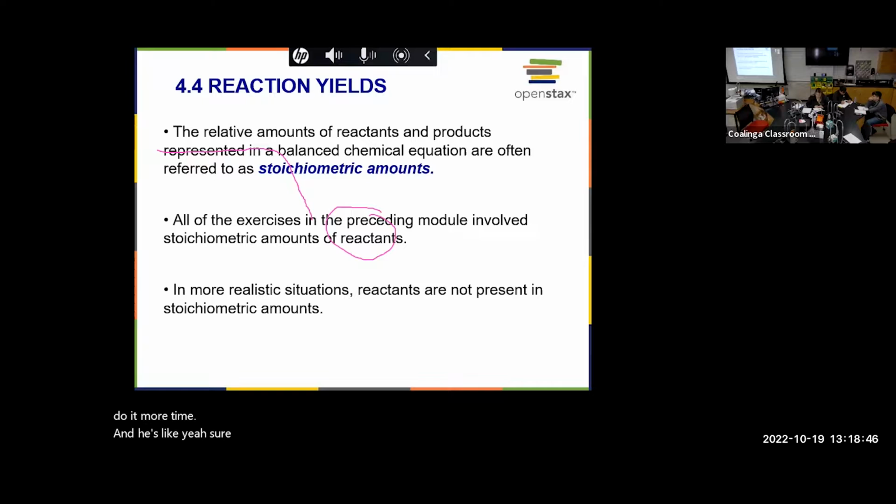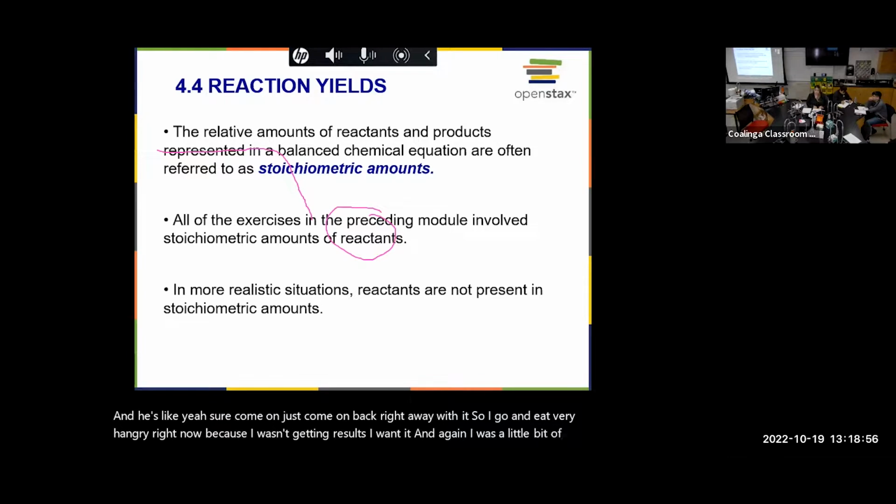Just come on back, right? I'm like, okay. So I go and eat everything. And I'm hangry right now, because I wasn't getting the results that I wanted. And again, I was a little bit of a perfectionist, because I was feeling chemistry, right? It was my wheelhouse. This is what I know. This is what I want to do. I want to be a chemist. This is what I'm good at, right? And you start telling yourself, I don't get this, then it should be in this. And then I start getting into my own head.